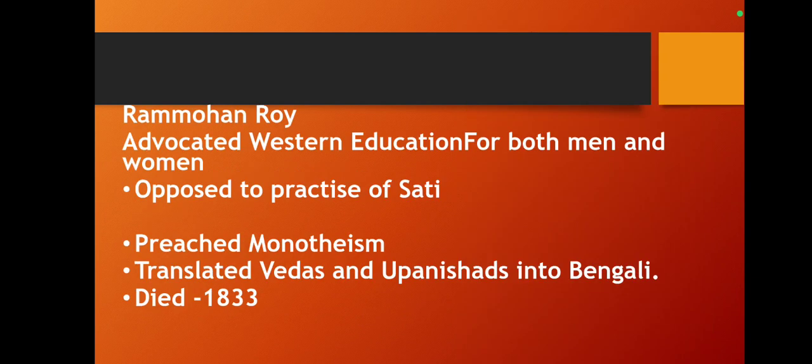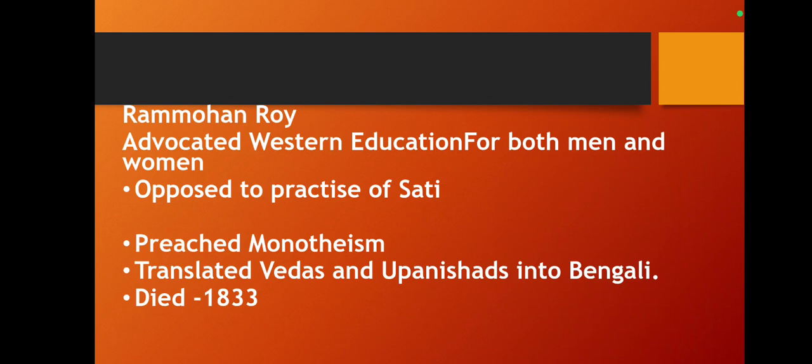You have to remember that Brahmo Samaj was founded in the year 1828. You also have to remember 3-4 points related to Ram Mohan Roy. First, he advocated Western education for both men and women. Second, he opposed the practice of sati. Third, he preached monotheism. What is monotheism? It means the prayer of only one God. He preached that there is only one God and everybody should pray to that one God. He translated Vedas and Upanishads into the Bengali language, and finally he died in the year 1833.